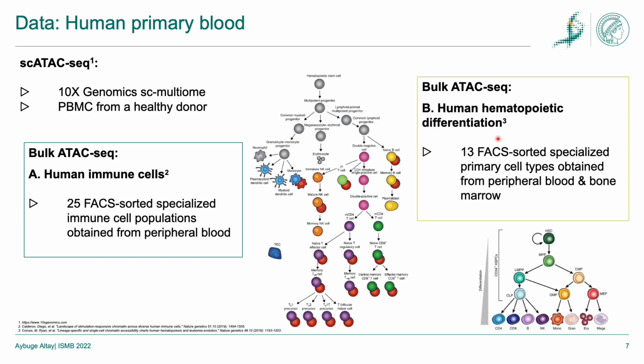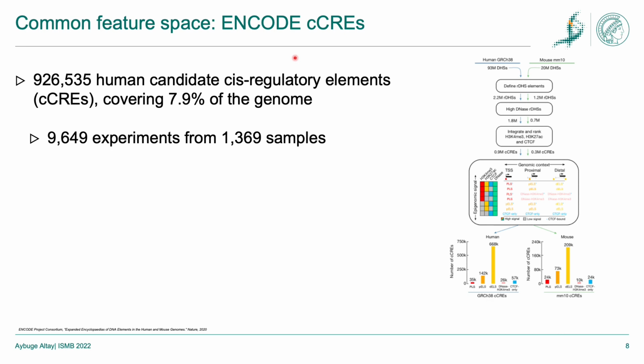The second dataset is the human hematopoietic differentiation dataset. This consists of 13 FACS-sorted primary cell types obtained during the differentiation process. Due to time limitations, I will be presenting the results from human immune cells, but please feel free to check out the results from the differentiation dataset on the poster. As you can imagine, the single-cell and bulk ATAC data need a common feature space to be represented and compared. We decided to use ENCODE candidate cis-regulatory elements, or cCREs in short. cCREs cover almost 8% of the genome, and they are derived from almost 10,000 experiments from thousands of samples. Therefore, we believe that cCREs provide a good representation of the regulatory genome.